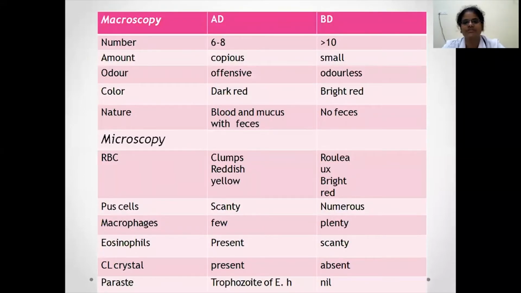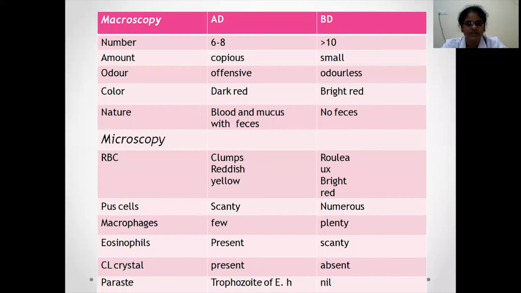Here we need to know the differences between amoebic dysentery and bacillary dysentery. In amoebic dysentery, the frequency will usually be 6 to 8 times, but if it is toxic megacolon, they can have severe diarrhea. In bacillary dysentery, it's more than 10 times per day on average. A copious amount of stool will be there, and along with the stool, blood and mucus will be there. But in bacillary dysentery, it is like loose water.